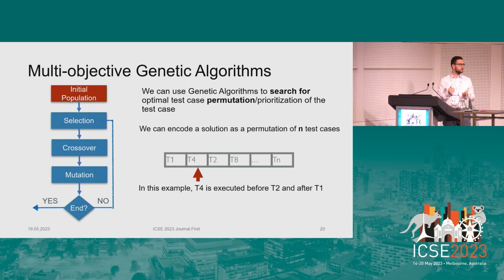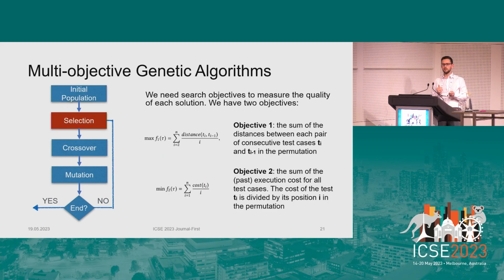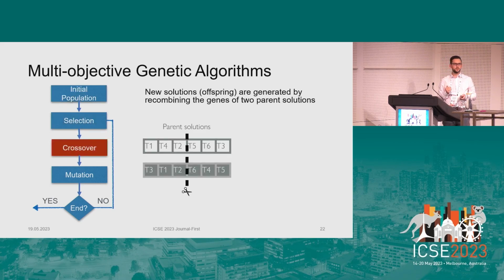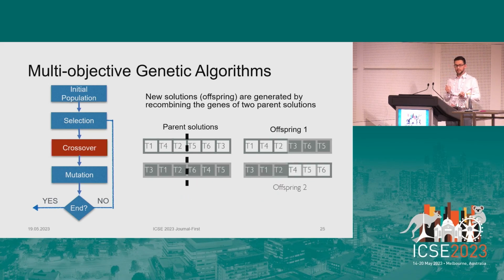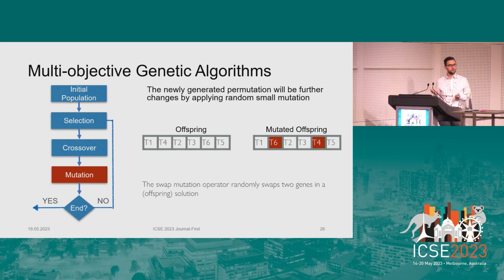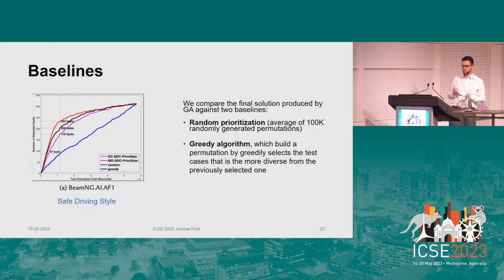So we have an initial solution, which is a test permutation. Then we select the tests based on the objectives. We do the crossovers by creating new offsprings, and then we create further offsprings by mutating them. We evaluated our approaches with two baselines, a random prioritization approach and also a greedy algorithm.